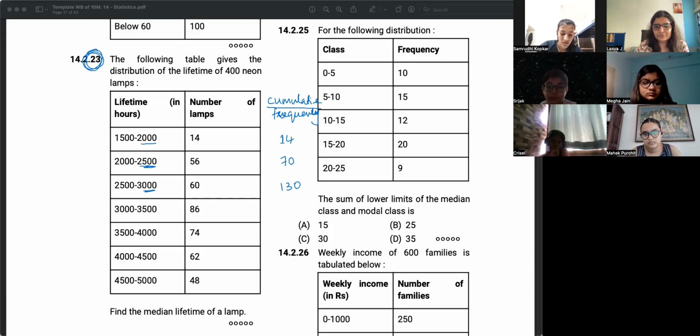That's another check when you're doing your cumulative. The last value that you get below 5000 तो पूरा ही आ जाएगा ना. So sum of all frequencies, like यहाँ पे जो भी is given, that should come up there.